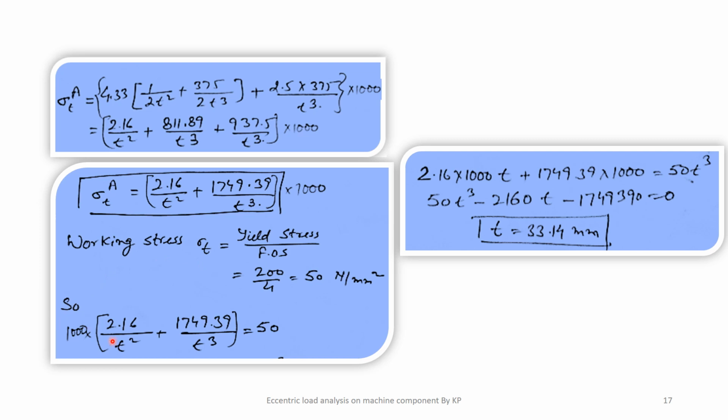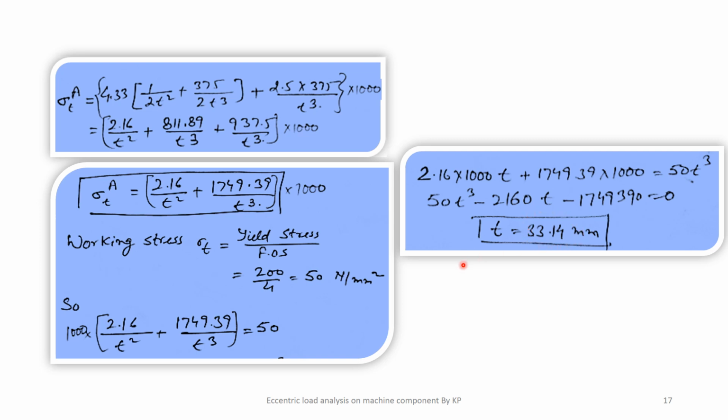So we solve this expression and we get a cubic equation. When we multiply through and take the LCM, we get this equation: 2.16 into 1000 into T plus 1749.39 into 1000 is equal to 50 T cube. So the final equation is 50 T cube minus 2160 T minus 1749390 is equal to 0. When we solve this cubic equation, we get the root T equal to 33.14 mm. With this value we can find the width. The width is given as 2T, so we take twice this value. This way we can find the cross-section dimensions.